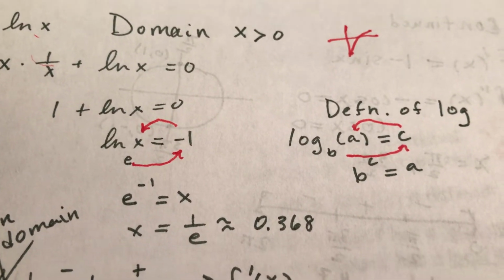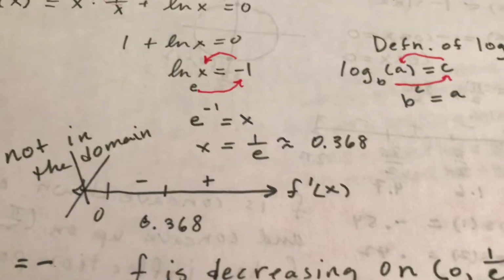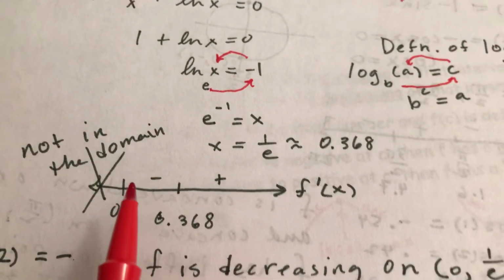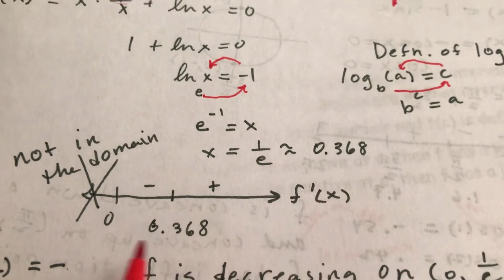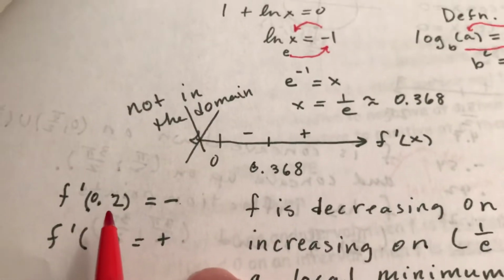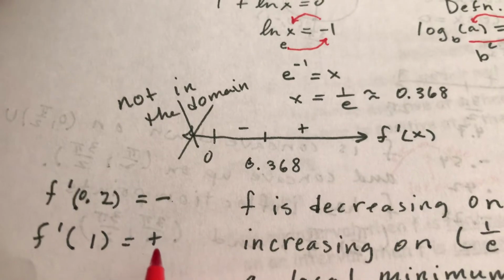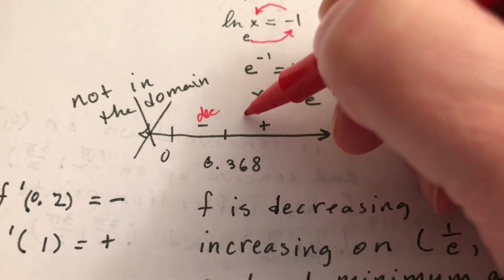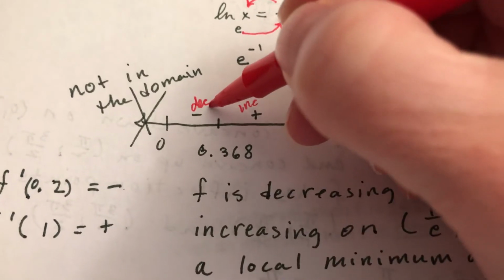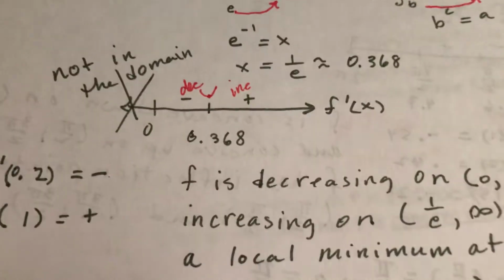This is our critical value. I have my number line, and remember it's just 0 to infinity. This is my f prime number line, and I put that 0.368 right here, and I tried 0.2 and 1, and I got negative and positive. So this means decreasing, and this means increasing. Decreasing, increasing, you have a relative minimum.